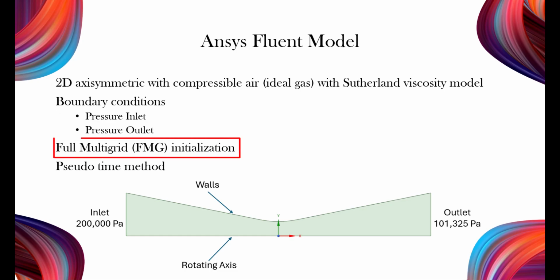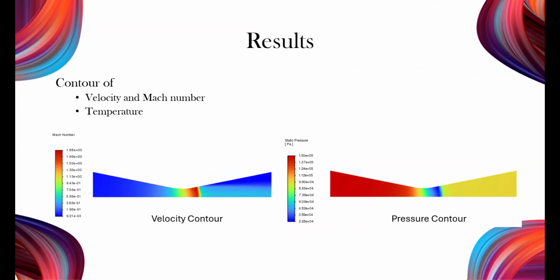To obtain accurate initial values, we'll use full multigrid initialization, and for better convergence, we'll apply the pseudo-time method. After solving the model, we will analyze velocity and pressure contours under different inlet and outlet pressure conditions. That's all you need to know.